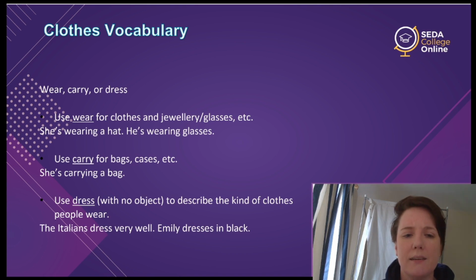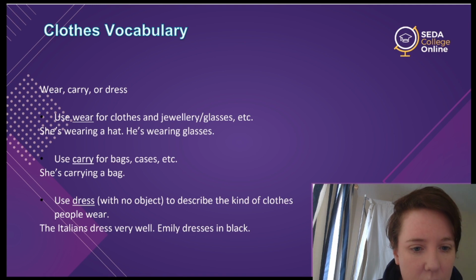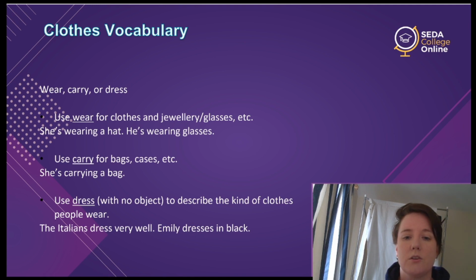Use carry for bags, cases, etc. She's carrying a bag. Okay, so for carrying something, you could say, I'm carrying a backpack. Maybe some of you have backpacks. Every day when you go to school, you would say, I'm carrying a backpack. You wouldn't say, I'm wearing a backpack. Okay, you wouldn't say, I'm wearing a backpack. So just remember that.